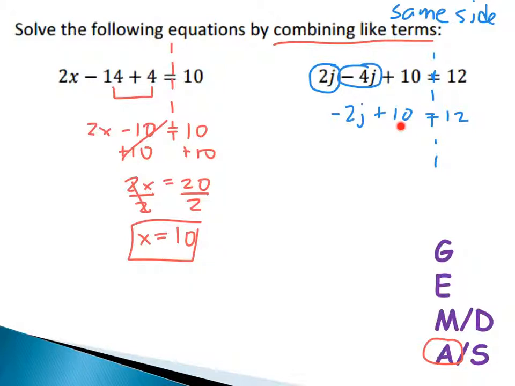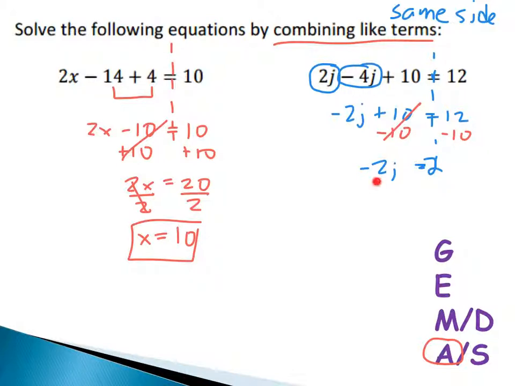Now, in order to get 10 to the other side, instead of just combining, I need to actually do inverse operations and subtract 10 from this side and bring it over here. That's going to give me negative 2j. That's a sloppy j. I'm sorry about that. Got to make sure you cross your T's and dot your lowercase j's. And that is going to equal 12 minus 10, which is 2. So I have negative 2j equals 2.